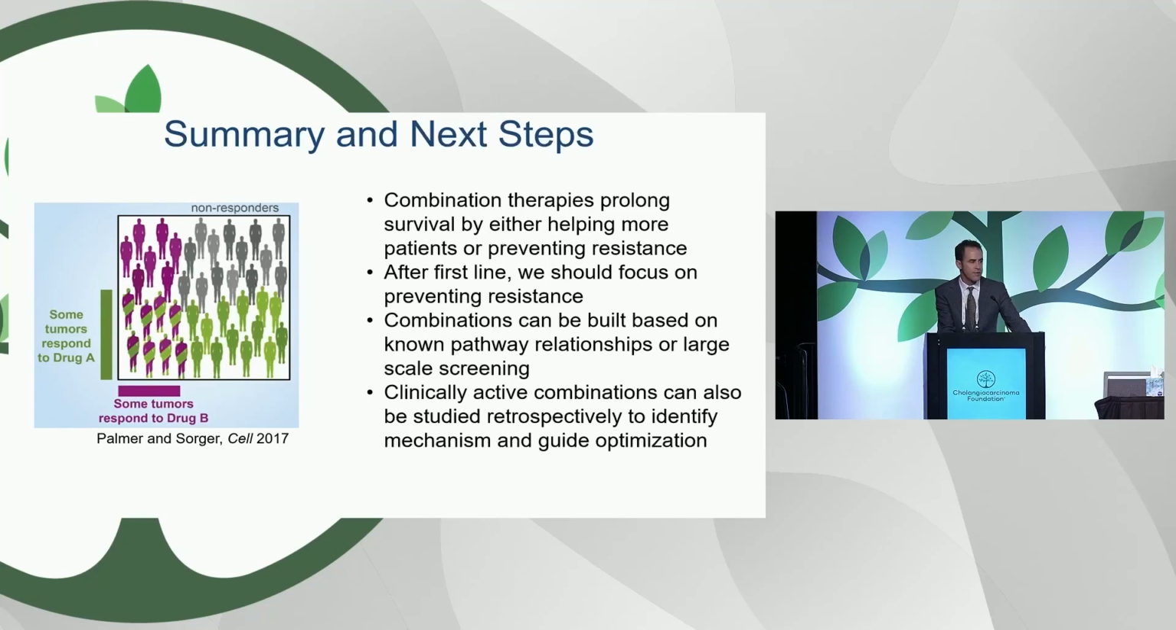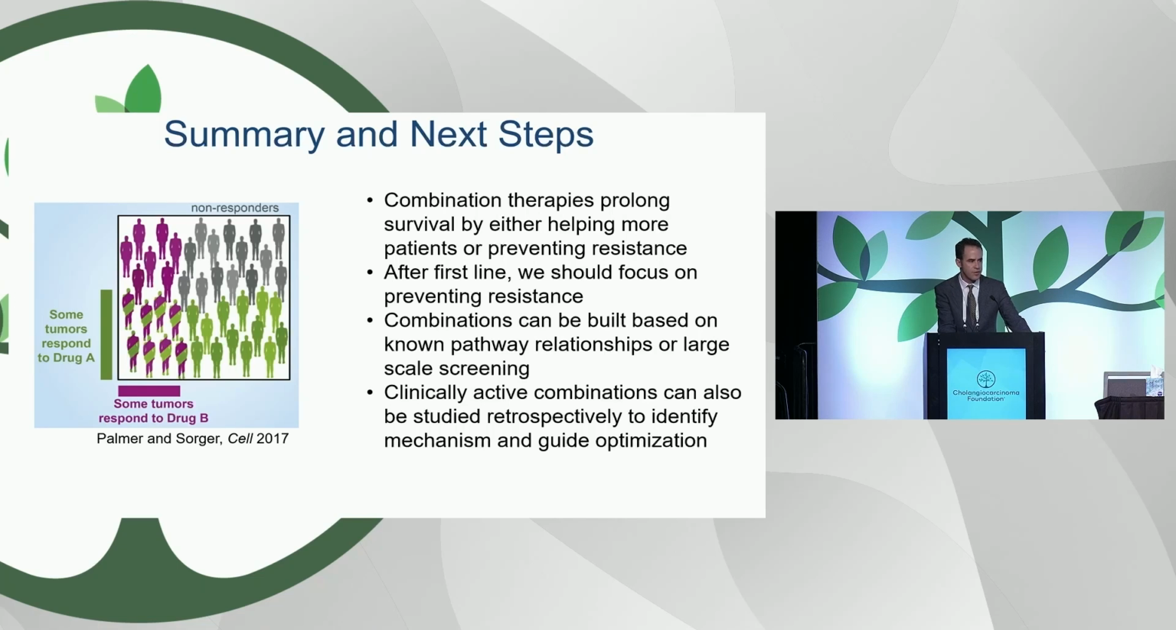And so just to summarize what I've covered here so far, we think that combination therapies can prolong survival and I think are integral to how we practice oncology, either by helping more patients, so making sure that we have a drug that's good for more patients in the frontline setting, or by preventing the emergence of resistance. As we move into a precision medicine era, as opposed to trying to make more complex regimens to capture more patients, developing more targeted regimens to truly prevent the emergence of resistance is going to be the way that we can move forward.